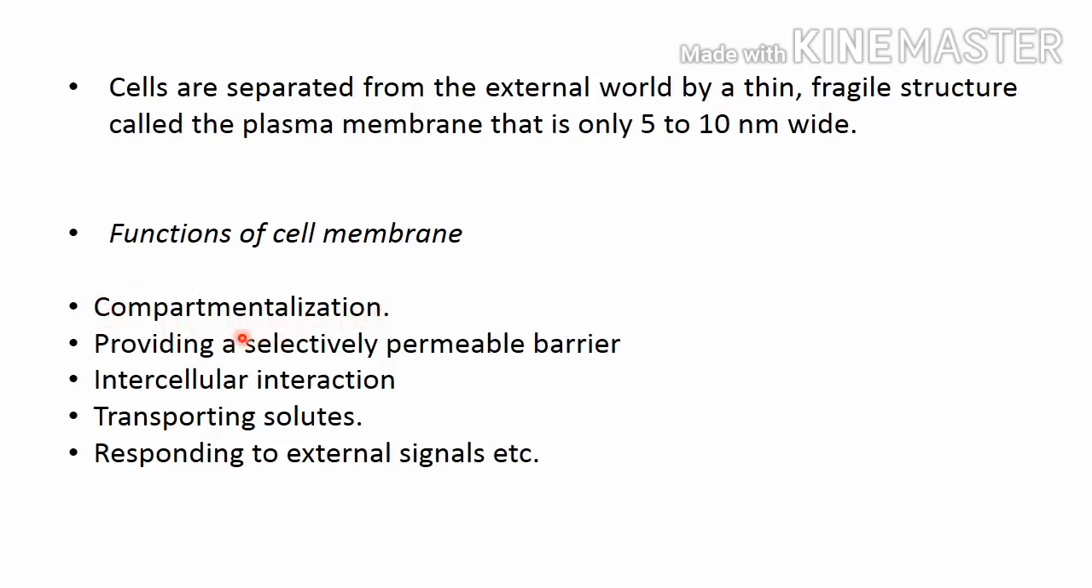A cell membrane also provides selectively permeable nature, that is, what molecule is to enter the cell and what molecule is not to enter the cell is decided by the plasma membrane. And intercellular interactions are also performed by the plasma membrane.